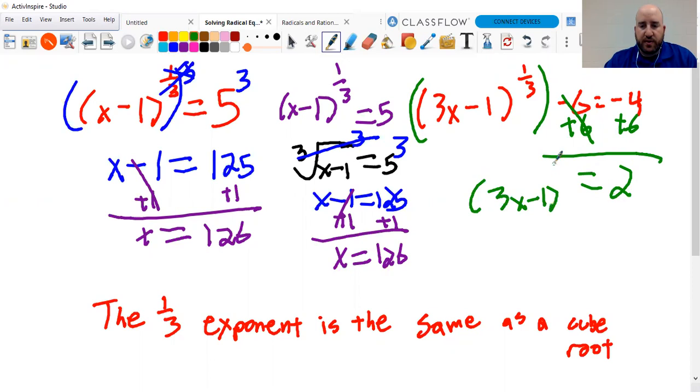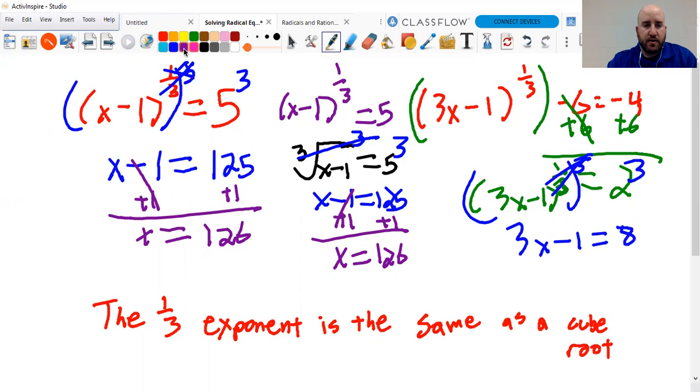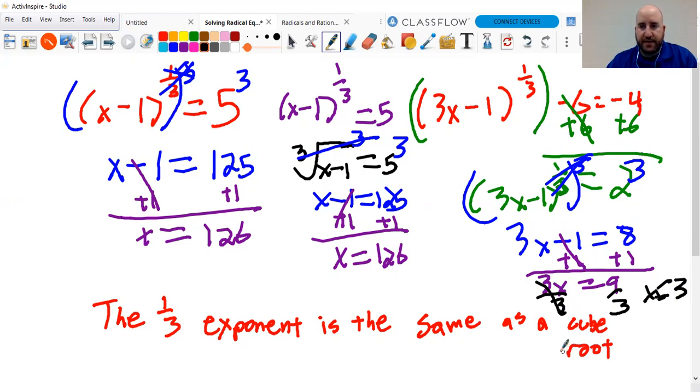3x minus 1 to the 1/3 power equals 2. Raise both sides to the cube. 3x minus 1 equals 2 cubed, which is 8. Still got a two-step equation here. Add 1. 3x equals 9. Divide by 3. X equals 3. So there's those.